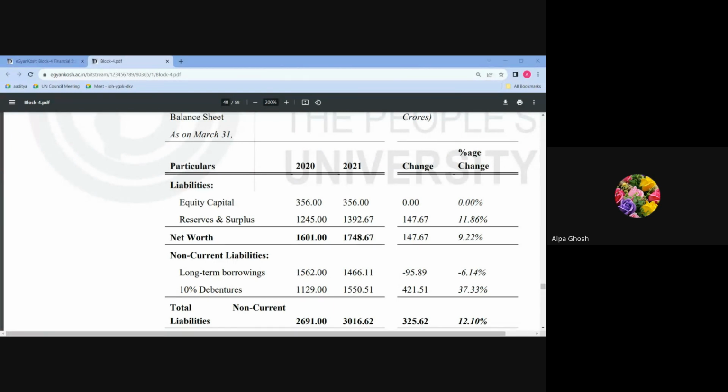If you remember, in the liabilities we had equity capital. So equity capital in both the years is the same. There is no change. So in the change column, it is 0. And when the change is 0, anything divided by it will give you 0 as the answer. So the percentage change is also 0. Am I clear?